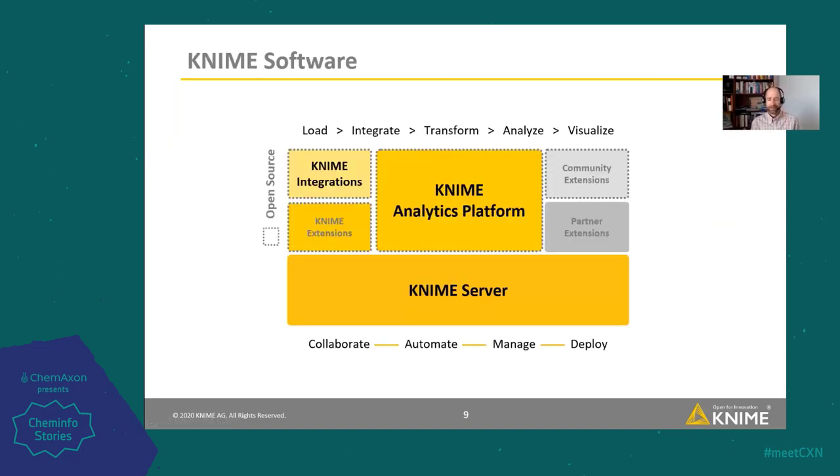We think about KNIME in the following way. So we have a set of open source pieces. These are in dashed lines. So we have the analytics platform itself, as well as integrations and extensions that we supply. There's also a rich set of community open source extensions. We're going to use some of those in this workflow today. We have partner extensions. These are often commercial, and for this workflow, we will be using the ChemAxon extensions.